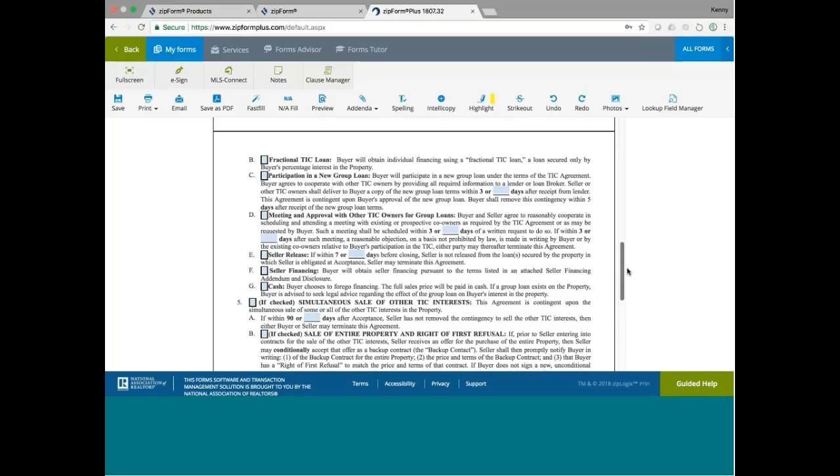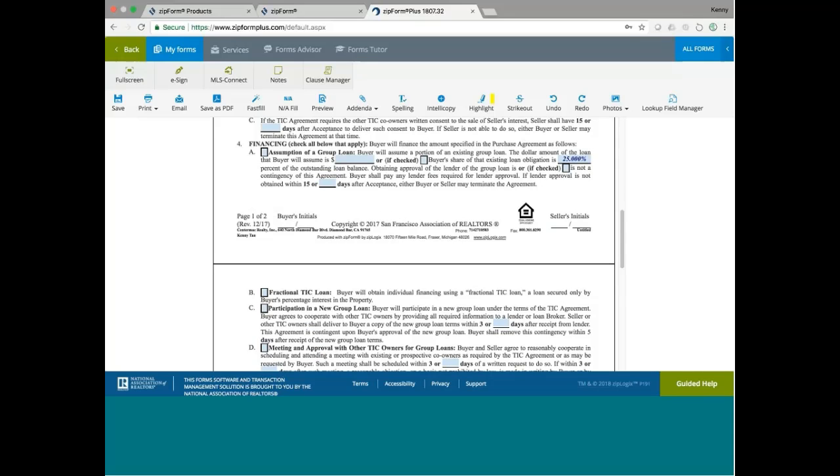Fractional TIC loan. Option A is assumption of the loan. Option B is what we call fractional TIC loan. That means that the buyer is not assuming the group loan; however, the buyer will get its own loan. There are very few banks in San Francisco, maybe 2 or 3, that will do fractional loans, okay? They are out there, but there are very few of them. You can get a fractional TIC loan from this specialty lender.